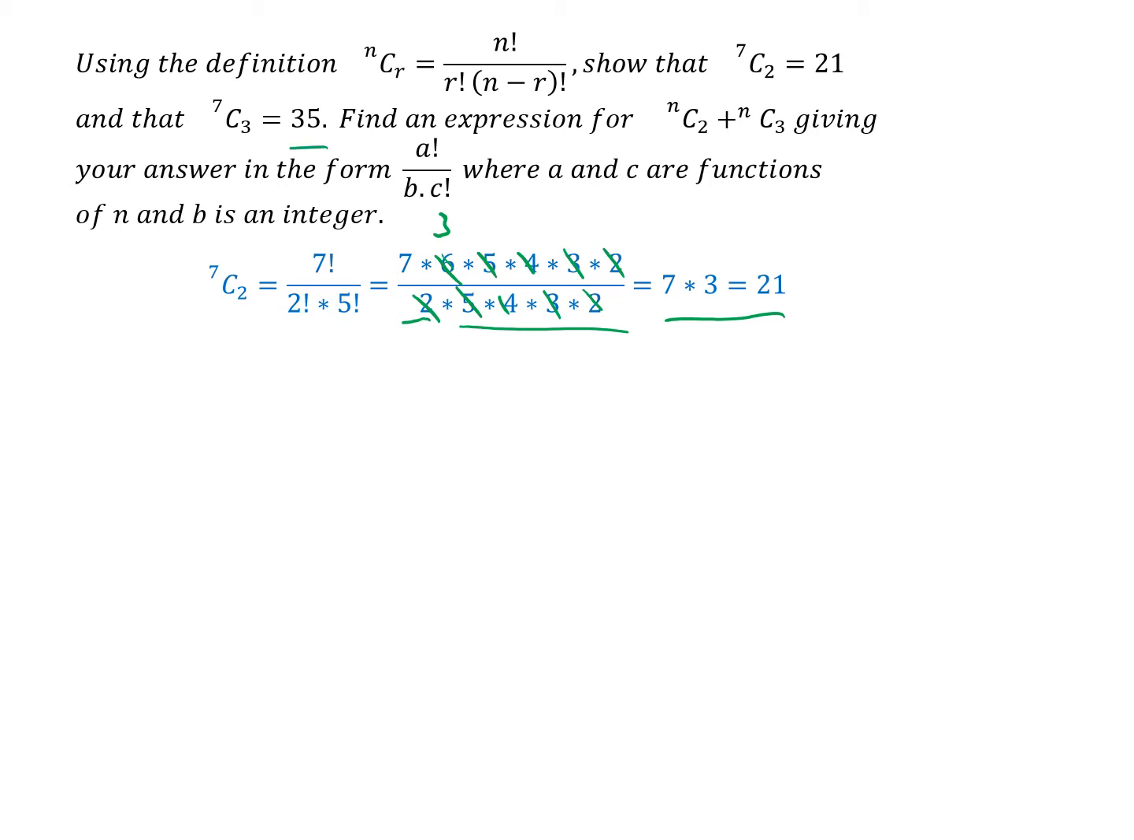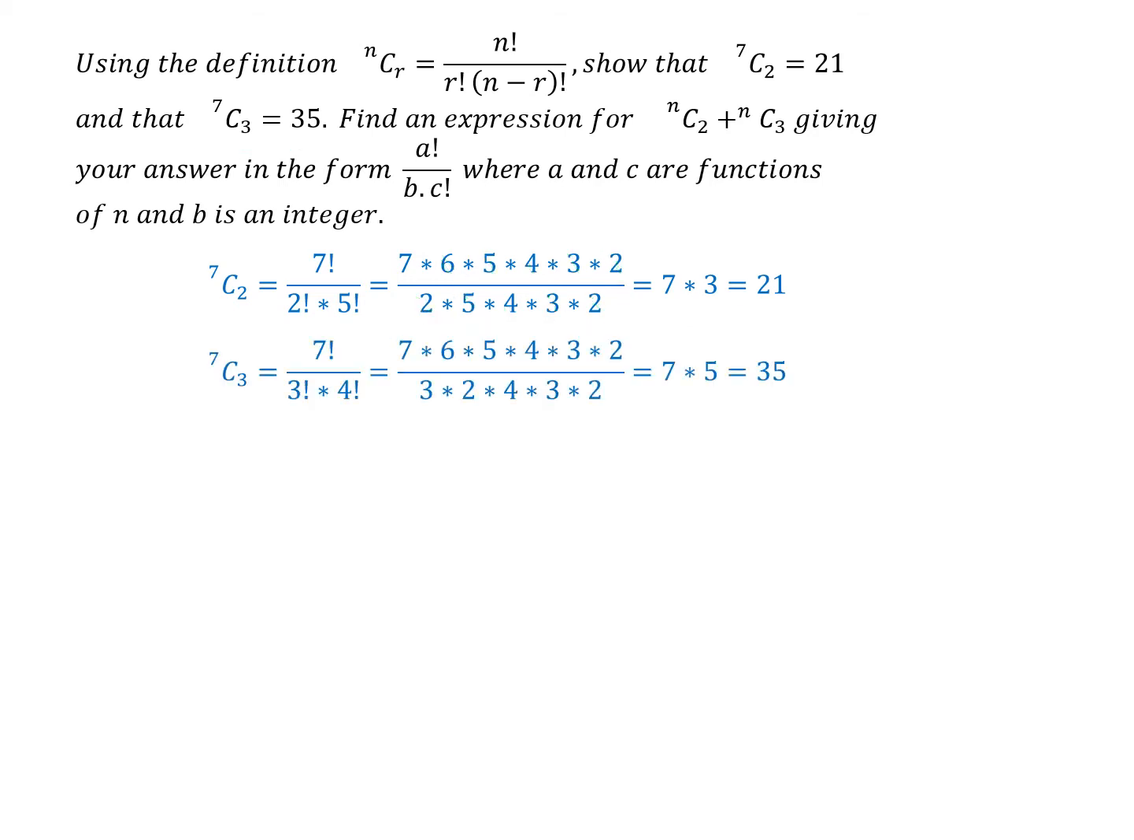Similarly, for 7C3, I've got 7 factorial over 3 factorial, which is 3 times 2, times 4 factorial, doing a lot of cancelling down. 3 2s are 6, 7 times 5 is what we're left with, which is 35. Okay, so there's the numerical parts of the question.